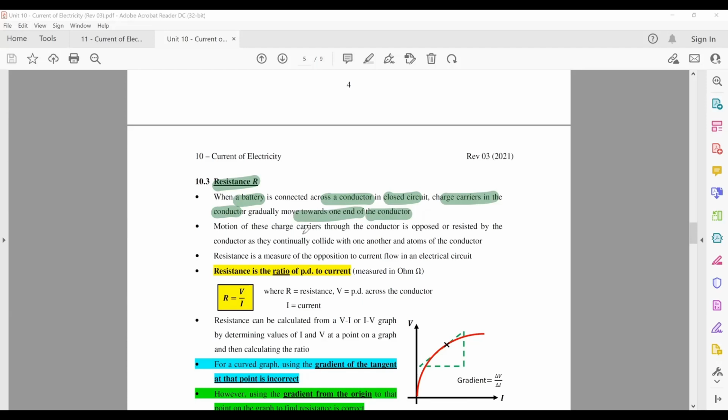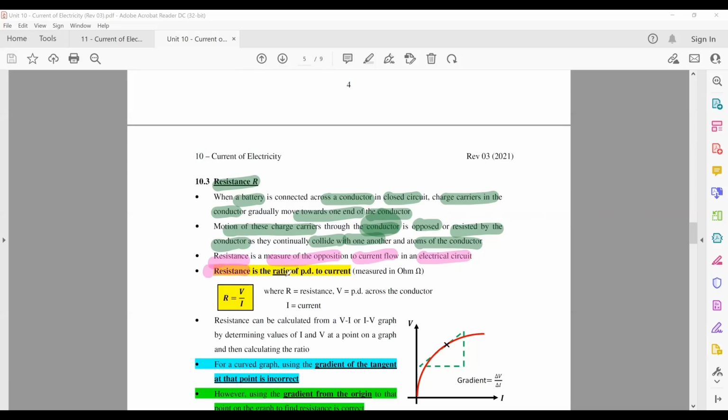The motion of these charge carriers through a conductor is often opposed or resisted by the conductor as they collide with one another or the atoms of the conductor. When the charge carriers want to move from one end to another inside your conductor, they will either collide with themselves or with the atoms of the conductor. So this slows them down, or their motion is being resisted. Now resistance is the measure of the opposition to current flow in an electrical circuit.